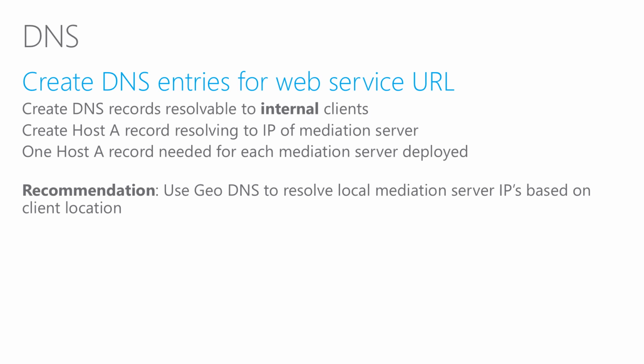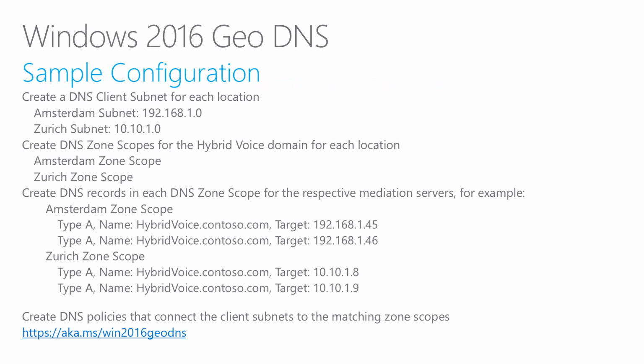Remember, there's going to be a single web service URL defined. There will not be separate web service URLs defined by site, so they'll all be the same name resolving to the IP addresses of the different mediation servers. Windows 2016 includes GeoDNS capabilities in the DNS service. If you have Windows 2016, you can take advantage of that enhancement to provide GeoDNS resolution for your Cloud Connector web service URL.